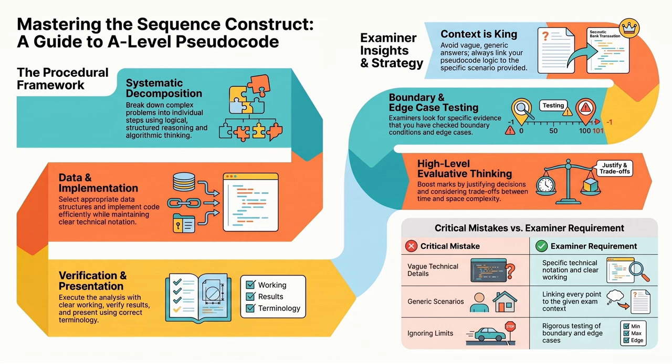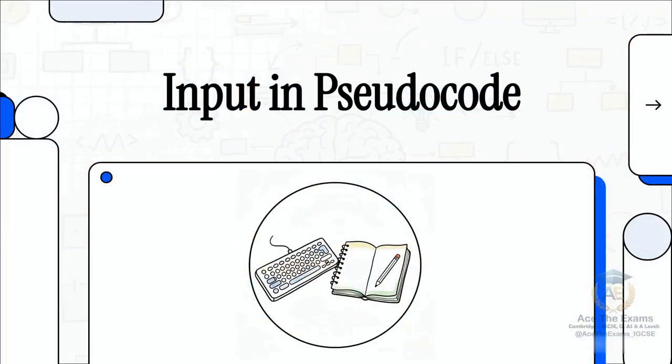Welcome to this explainer. Look, today we are tackling something that is absolutely critical for your success in the Cambridge 9618 Computer Science syllabus. We're going deep into mastering keyboard input in pseudocode. Now, if you're prepping for your AS and A-level exams right now, you already know that pseudocode isn't just about memorizing some arbitrary syntax, it's so much more than that. It's the ultimate proof of your logical thinking. It's how you show the examiner you actually understand how a computer processes information.